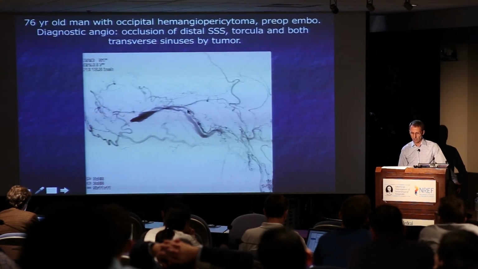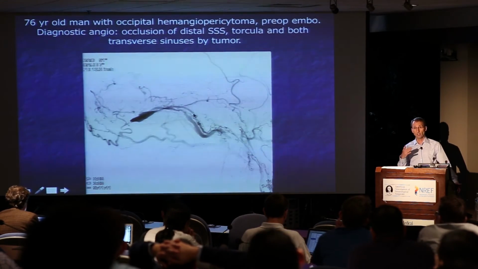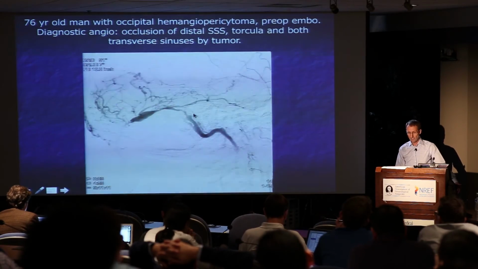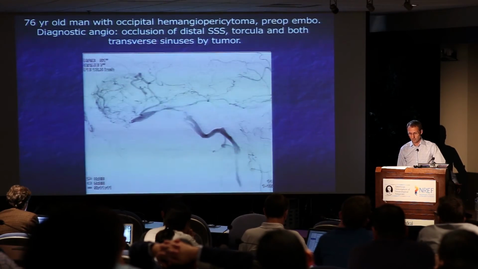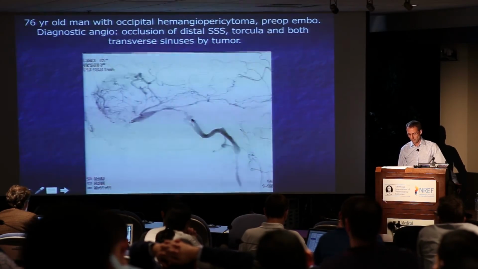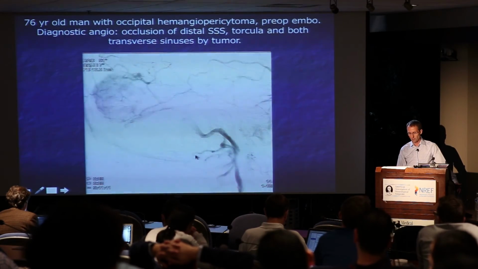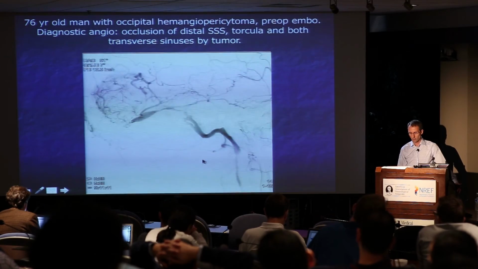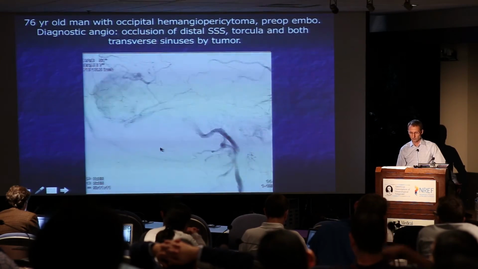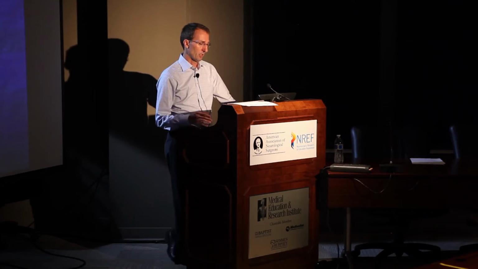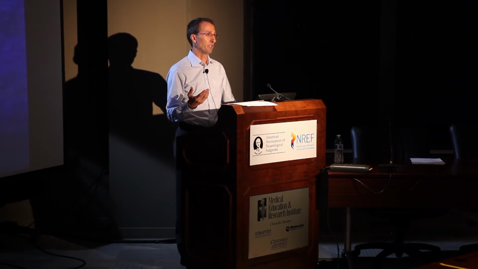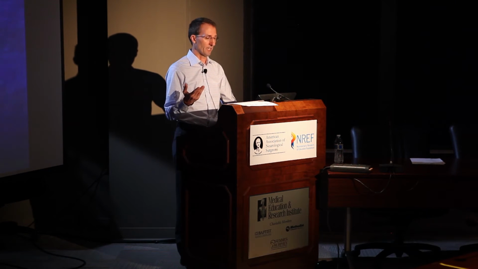So initially I thought that was the sigmoid sinus. It's not. It's a parallel channel running along it. But as you can see, the sigmoid sinus is patent, although it's nearly occluded right at this point. But there is antegrade outflow to the jugular. Here you can see the tumor blush, which is separate. So this is an intermediate to high risk fistula because there's retrograde cortical venous outflow.